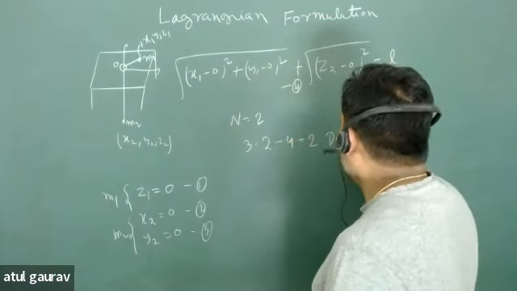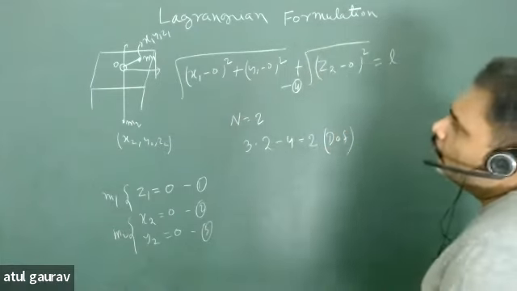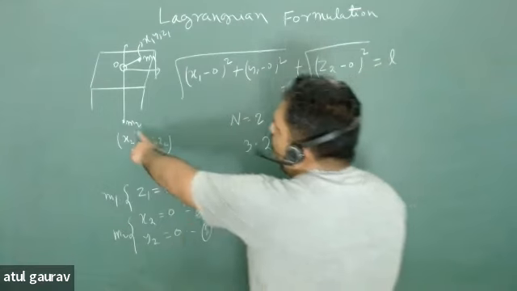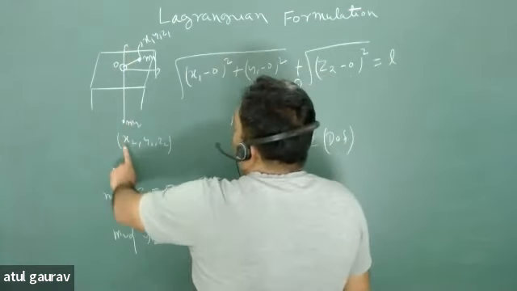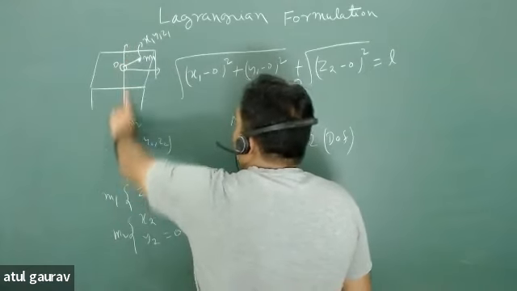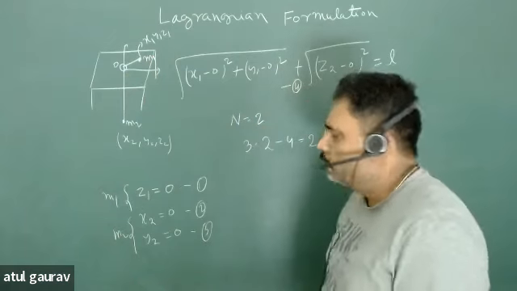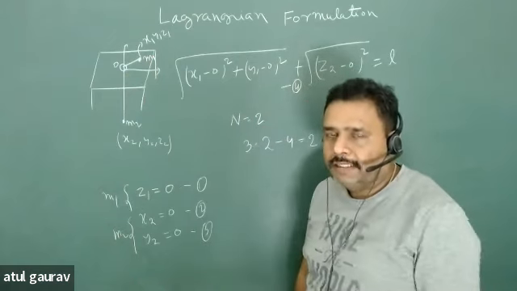How many degrees of freedom are there? There are 2 degrees of freedom. Now you can see this particle is moving only along the z direction. M2 is constrained to move only along the z direction. So which coordinate system is suitable for M2? Can anybody give me the answer?